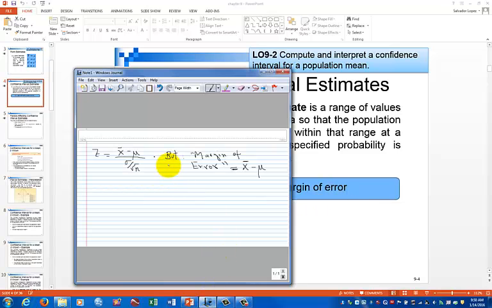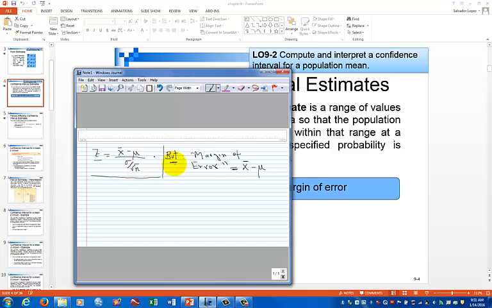To understand the margin of error, I just wrote something down here. If you recall from the first video, to convert a specific x bar or sample mean value to z-values, we use the formula z equals x bar minus mu divided by the standard deviation of the sampling distribution of x bar, which is sigma over the square root of n.